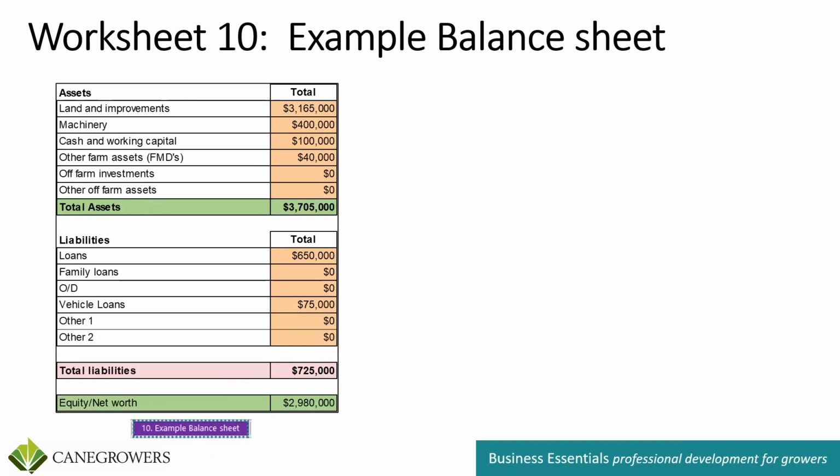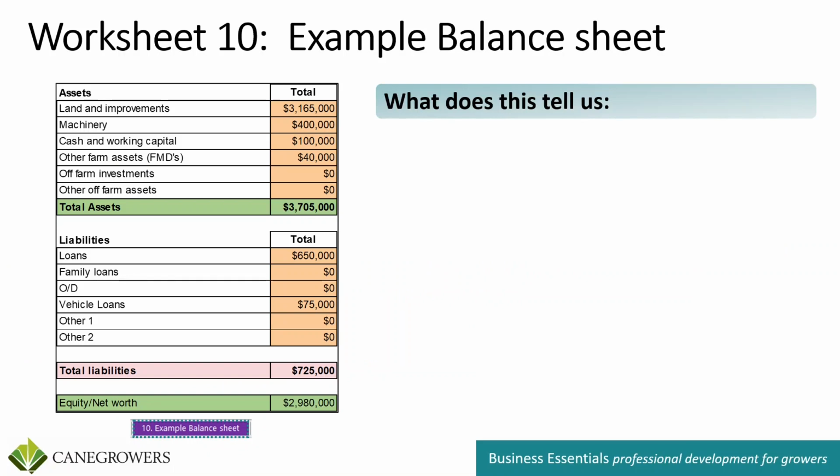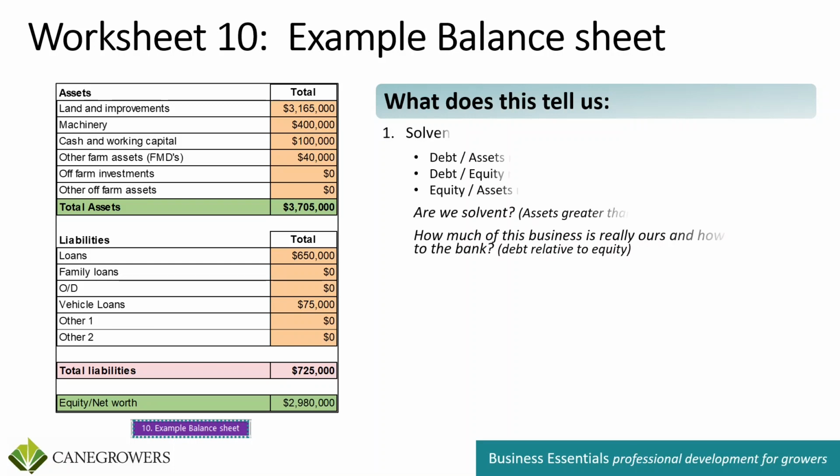So, back to the budget tool. We are now looking at sheet 10, which contains the example balance sheet. In this example, we have populated a balance sheet. We can consider some high-level questions given this information. The first is, are we solvent? That is, are our total assets greater than our total liabilities?